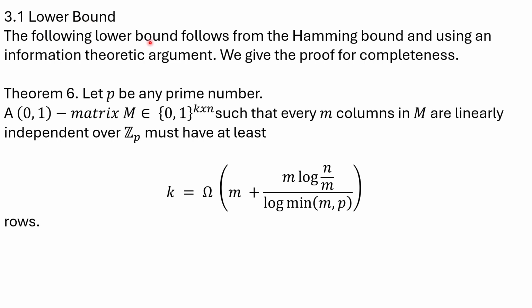The following lower bound follows from the Hamming bound, and using an information theoretic argument, we give the proof for completeness. Theorem 6. Let P be any prime number. A 0-1 matrix M, of size k by n, such that every m columns in M are linearly independent over Zp must have at least K rows, and we have the definition of K right here.